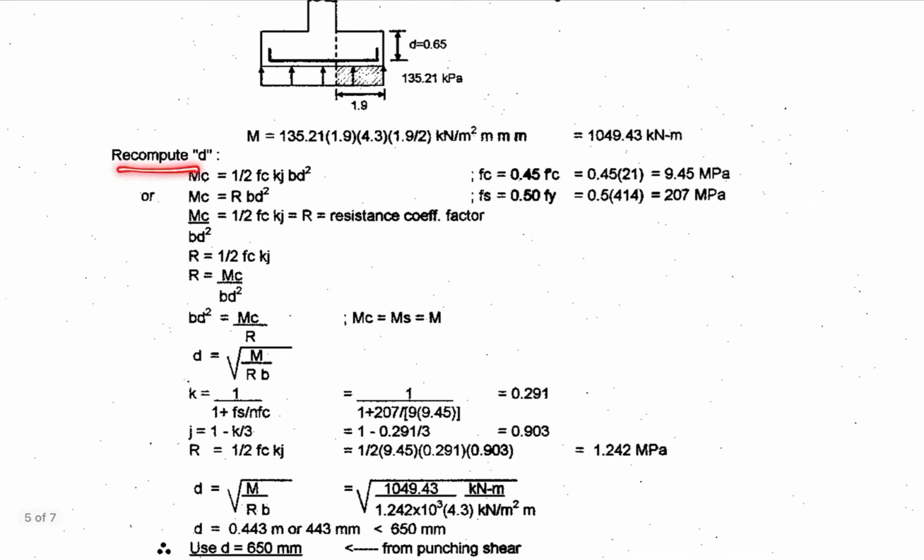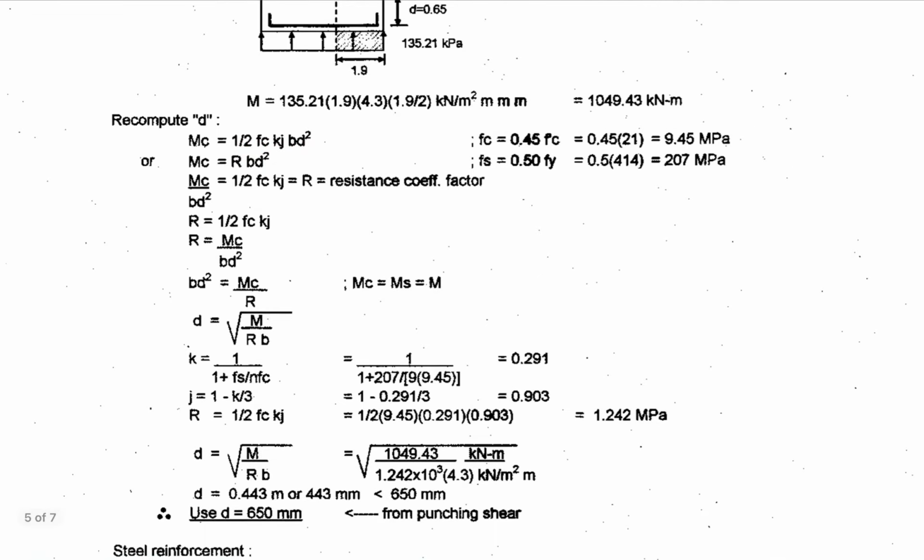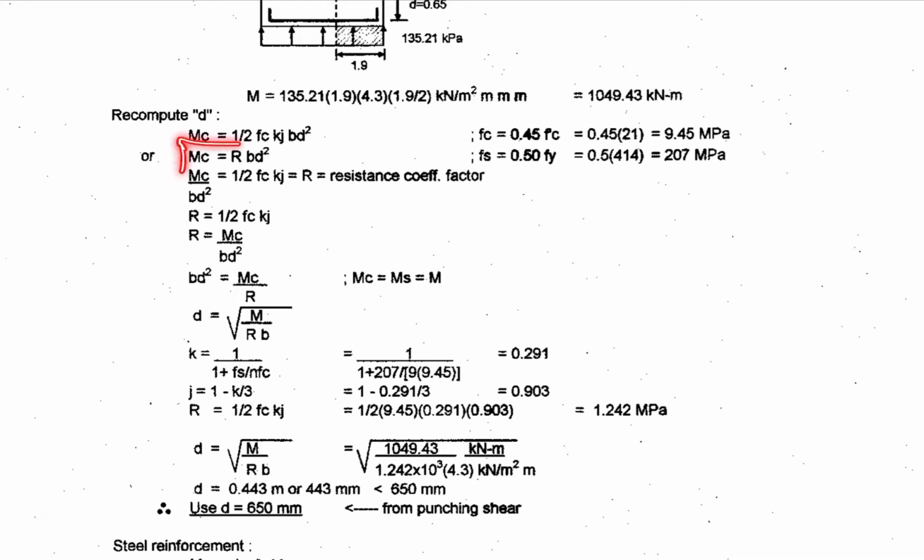And then you recompute your D to check if you have a safe in bending. To recompute your D, you solve it using the resisting moment of concrete, that is Mc equals 1/2 fc' k j b d squared. As I have said, I will not use this formula, since when you are using this formula, your R here is already rounded off. Unlike for this one, no values are rounded off. So we will use this formula.